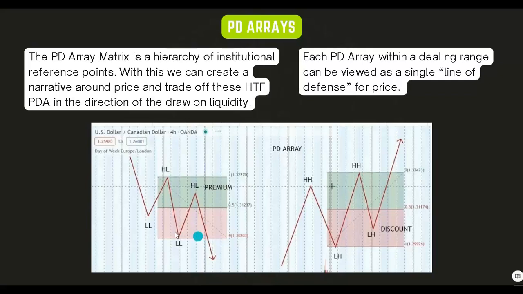Each range has discount, premium, and the equilibrium. So this range has its own PD array hierarchy. This range has its own PD array hierarchy. This range has its own PD array hierarchy. So each range is a PD array hierarchy. And once you know how to incorporate that into your analysis, once you learn how to incorporate that into your strategy, then you're going to have a high probability of finding success.